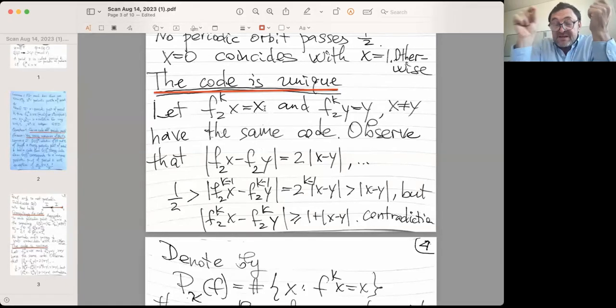So if they land inside of the same interval, it means the distance between them, as you iterate, is less than a half on one side. If it's less than a half, then it cannot grow by more than a one. And this actually leads to a contradiction. So because the map is expanding, and because the codes of two orbits are the same, they should always land inside of the same interval. And as a result, in one iterate, they cannot jump by distance more than one.